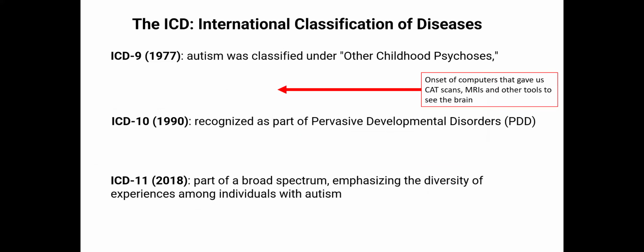The ICD, which is the International Classification of Diseases, was labeling people like me as psychotic up until like the 1990s. And then they broke it off into a pervasive developmental disorder, which just means that we developed slowly. And in 2018, we saw the ICD change the term to be part of a broad spectrum, emphasizing the diversity and the fluidness of autism itself.